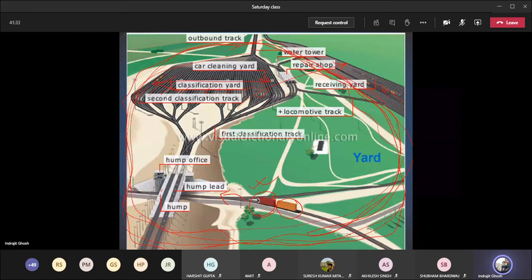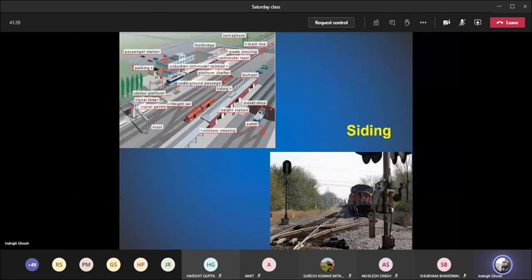Now the siding is a little bit different from the yard. In this particular photo, you will be able to see that here we have a term called siding. This is the passenger station where the passengers are coming. And this is called the mail line. So trains are coming.